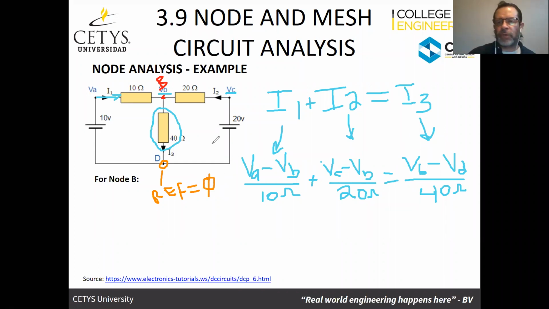That's a reference node that we're going to take. So it's correct what you mentioned, Carmina, it's going to be VB minus VD, but this is actually going to be 0. I can eliminate it. And whenever I have a VD, I can say it's 0.